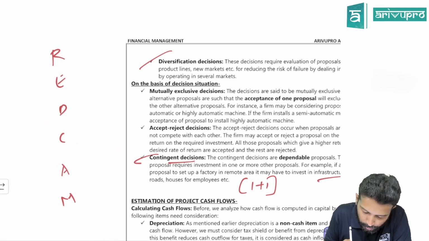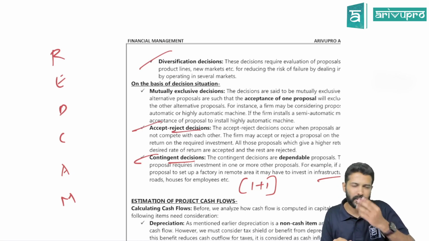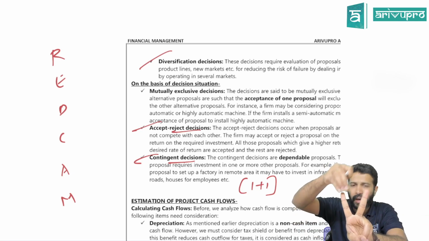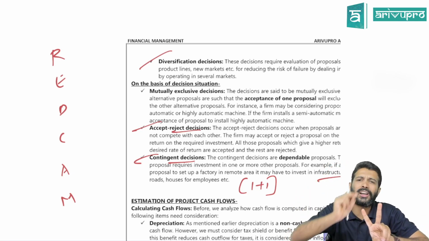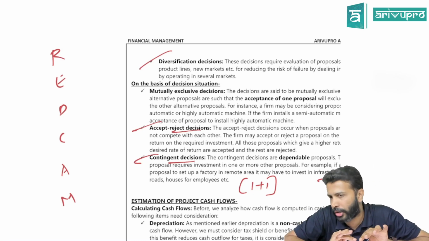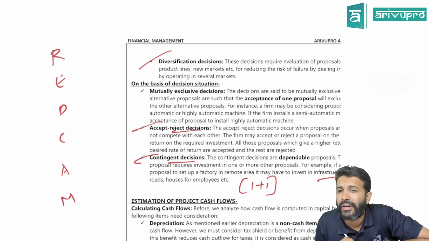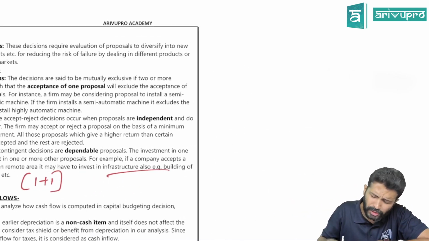Next is accept or reject decision. Accept or reject decision means, let's say there are two projects. If you want, you can accept one and reject the other. Meaning one is not dependent on the other, rather both are independent projects. So you can choose one and you can reject the other one. Such decisions are accept or reject decisions.